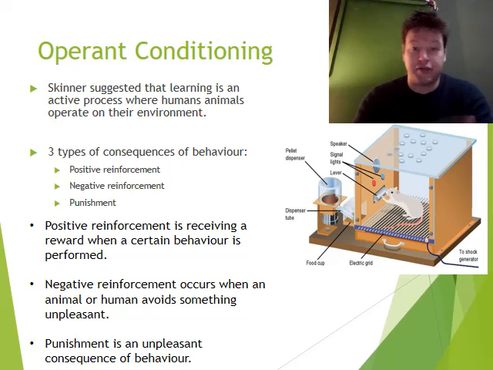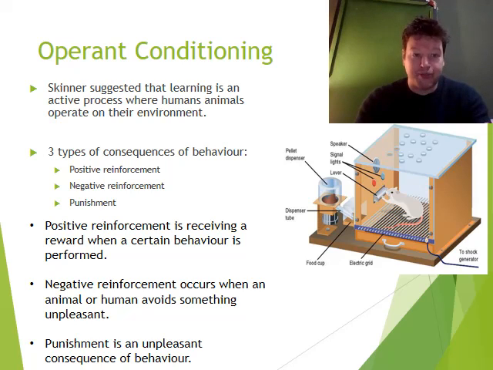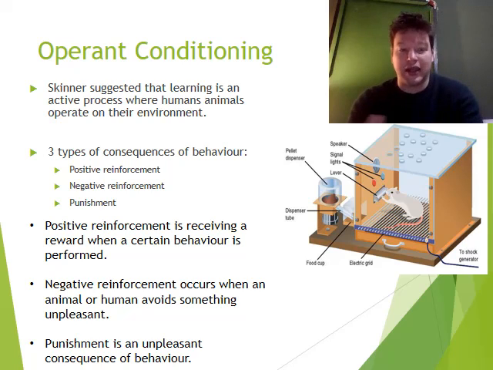We can have positive reinforcement, a treat, a sweet, a merit, a pat on the back, whatever it is. We could have negative reinforcement, so something doesn't happen, or we could have that punishment. Okay, positive reinforcement is receiving a reward for certain behaviours performed. Negative reinforcement occurs when an animal or human avoids something unpleasant. Okay, so if I'm deliberately not doing it, then that's negative reinforcement. Okay, and a punishment is obviously an unpleasant consequence of that behaviour.